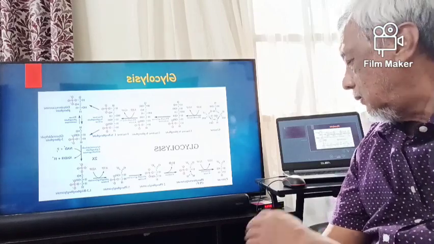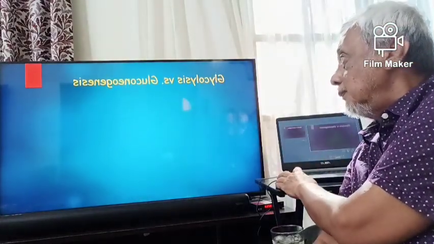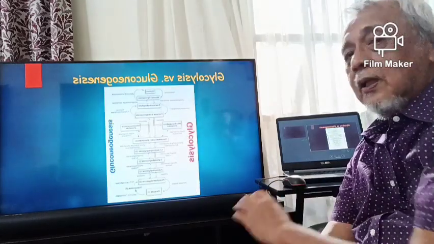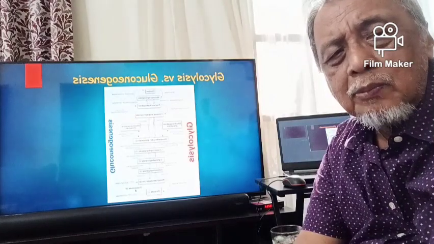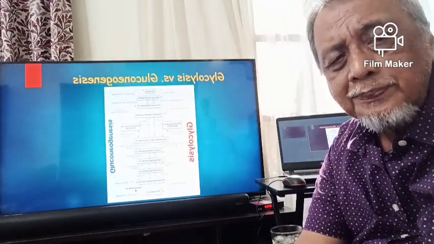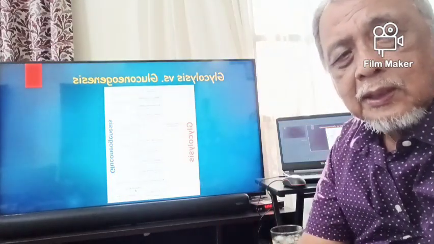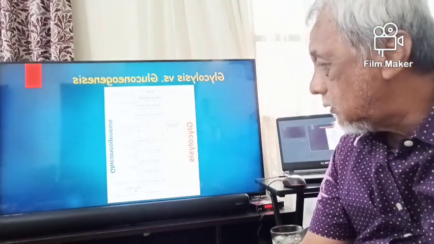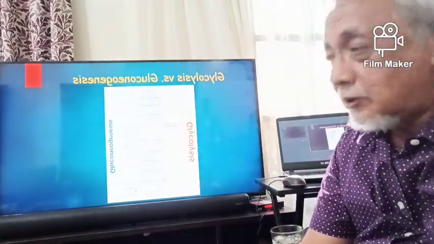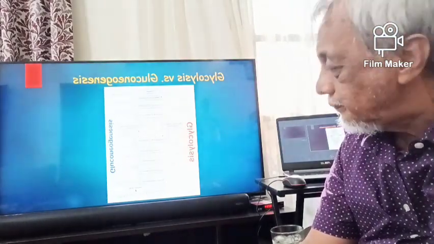So I think that's clear enough. But then there's another pathway. Okay. There's another pathway by which the body will metabolize energy for its needs. And on the left is what we have already discussed a while ago, and that is glycolysis. On the right, you see gluconeogenesis. So what's the difference?